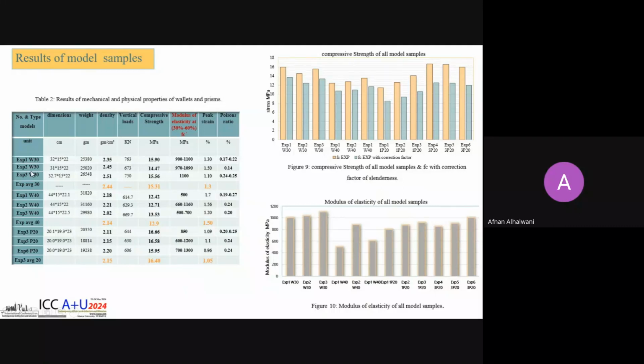For models with a dimension of 30 cm, the average compressive strength is 15.3 megapascal. For models with a dimension of 40 cm, the average compressive strength is 12.9. For models with a dimension of 20 centimeters, the average compressive strength is 16.4, and the modulus of elasticity is estimated at 60% of f'c. The average value of Poisson's ratio is about 0.2.